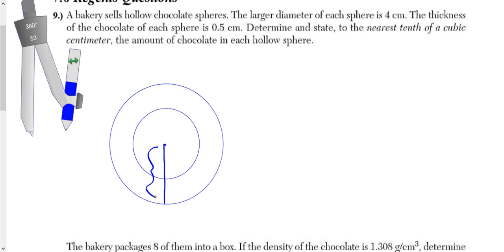So that's got a radius of 4. And now the sphere shell thickness is 0.5 centimeters, right? So isn't that this outer layer? So what's the radius of the hollow part inside?